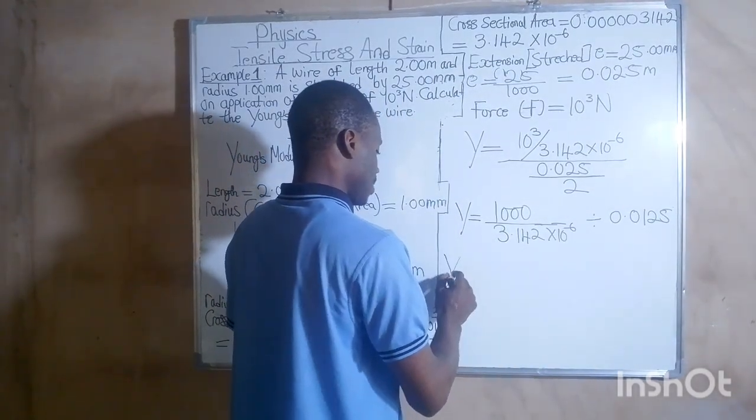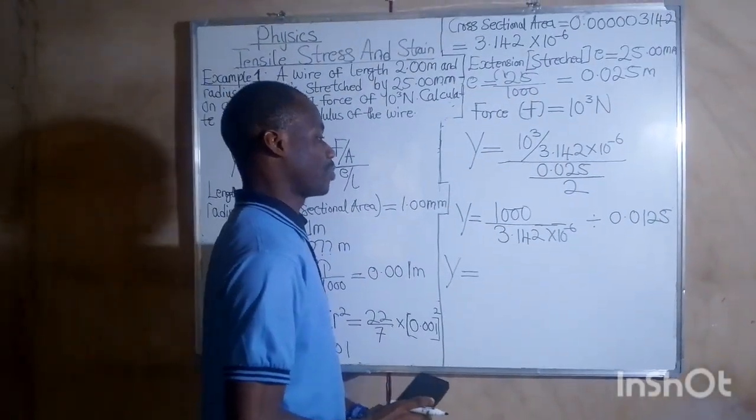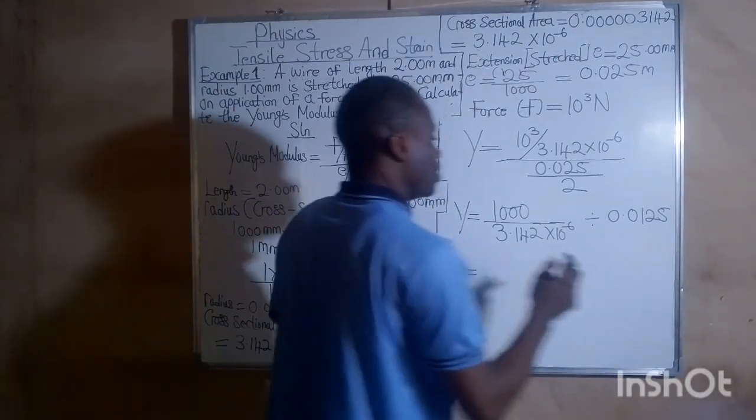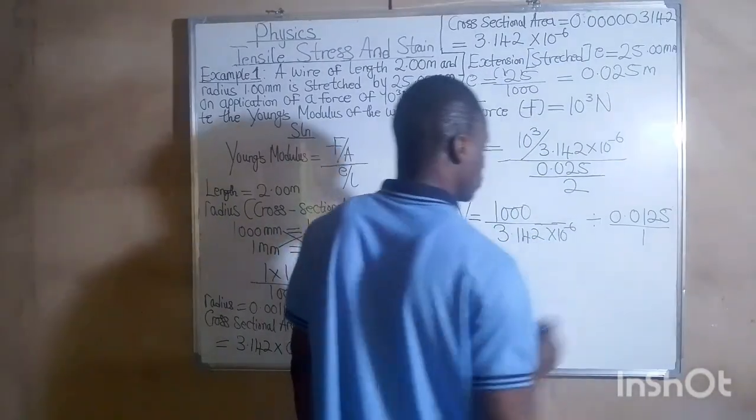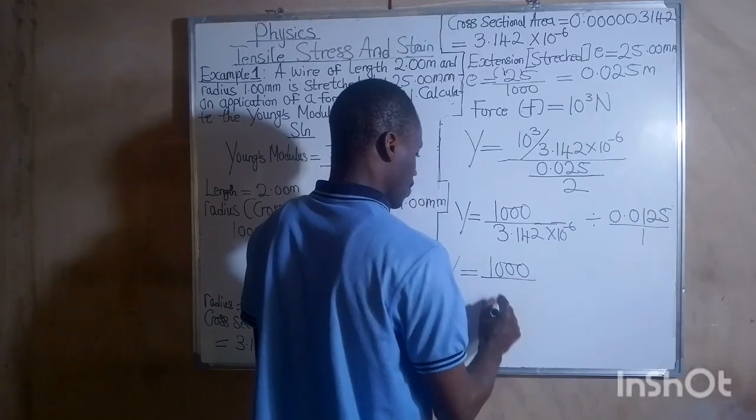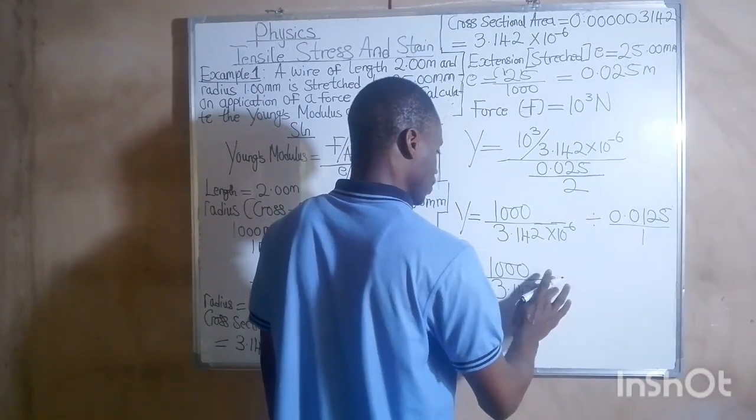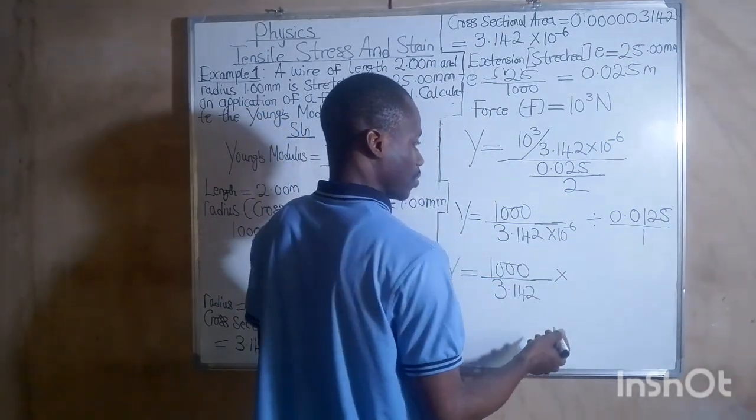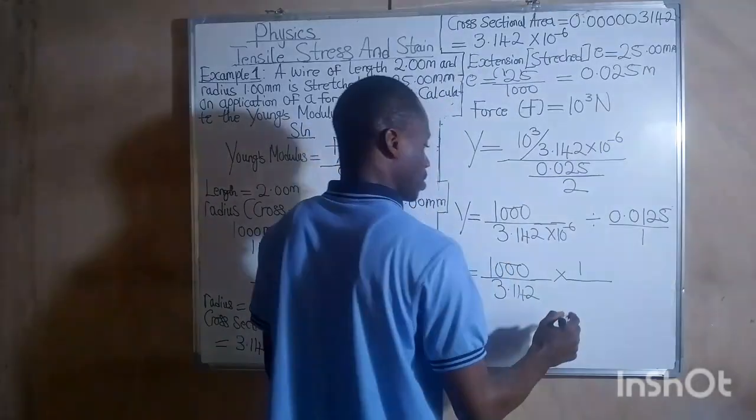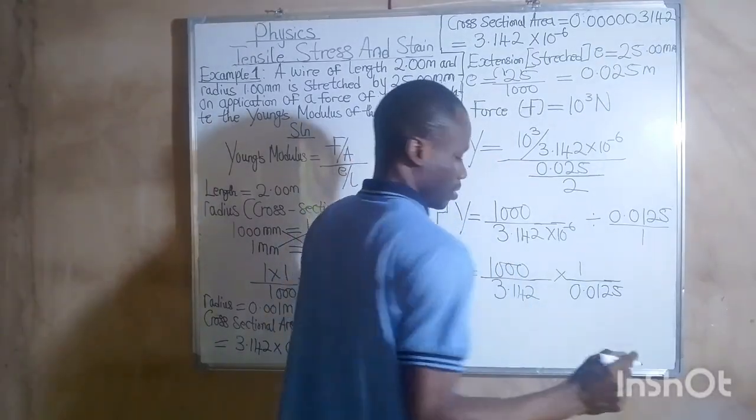So now, Y, which is the Young modulus, is equals to 1000 all over 3.142 times 10 raised to power minus 6. Okay, if we say this is over 1, right? Yeah. Now let's say 1000 over 3.142. Are you with me? Yeah. Then I say times. What would I do now? Take one up, right? Yeah. And bring 0.00125.